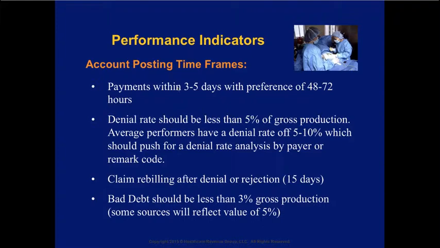Posting time frames. My denial rate is barely less than 5% of gross production. Well, if I have a 70% first pass rate, I know that denials are coming in greater than my 5% of gross production. So you need to be working on that. Average performers' denial rates are between 5 and 10%. I'm not average. I'm above average, and I expect everyone in my office to be above average, so we will have a less than 5% gross production rate. And guess what? We're going to figure out how to get there if we're not there.